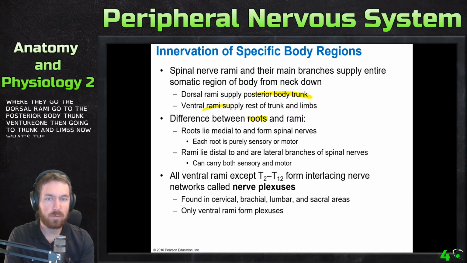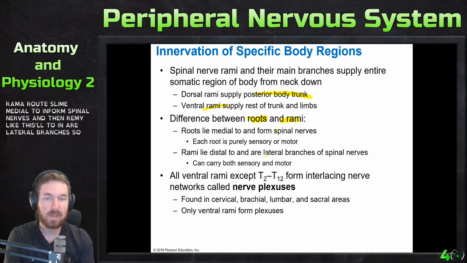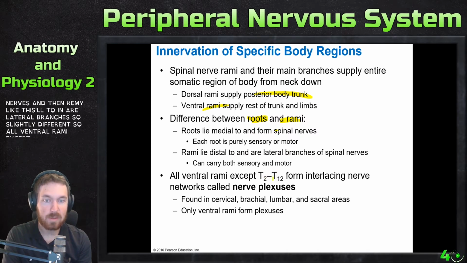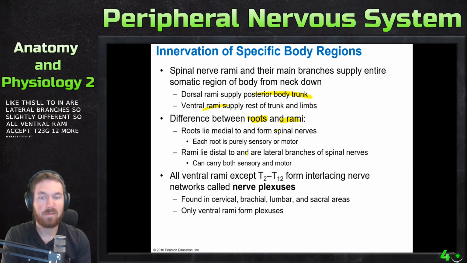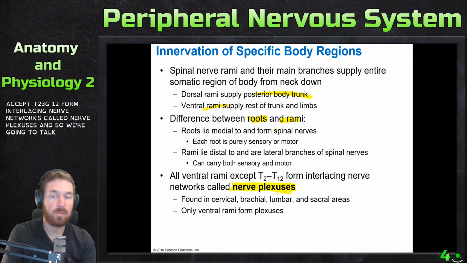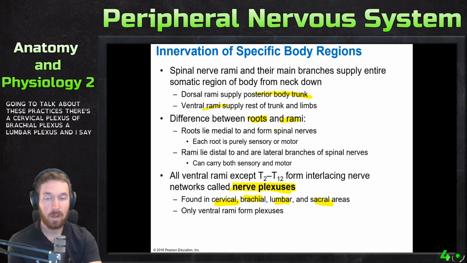Now, what's the difference between roots and rami? Roots lie medial to and form spinal nerves, and rami lie distal to and are lateral branches, so slightly different. All ventral rami except T2 through T12 form interlacing nerve networks called nerve plexuses. We're going to talk about these plexuses. There's a cervical plexus, a brachial plexus, a lumbar plexus, and a sacral plexus.